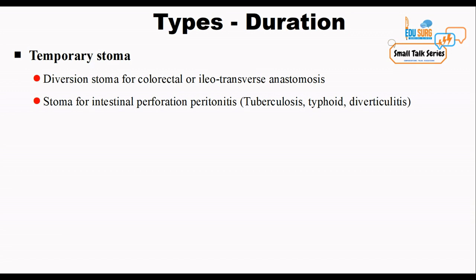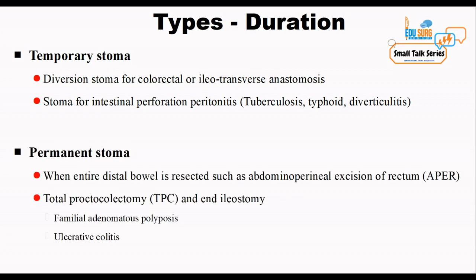Also, the Hartmann procedure is a kind of temporary stoma, as you can reverse the stoma later on. On the other end, when there is no distal lumen left, the stoma that is created is usually a permanent stoma. For example, after abdominoperineal excision of rectum or total proctocolectomy, the bowel loop that is brought out is for life, and hence it is a permanent stoma.